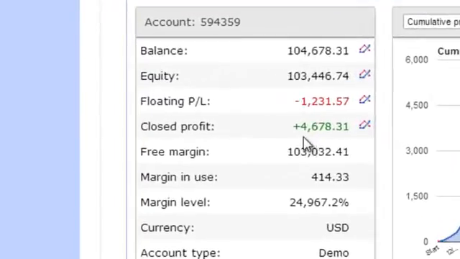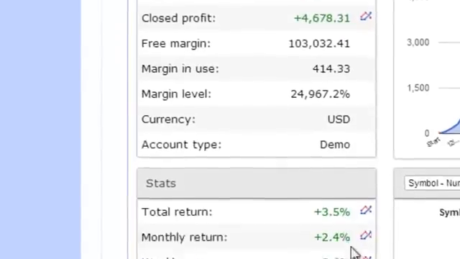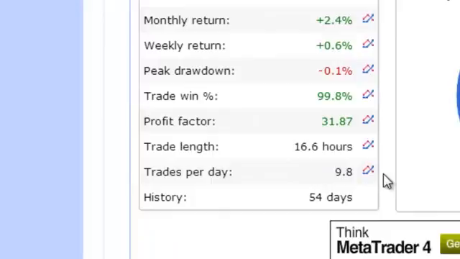We've closed $4,600 worth of trades, with a slightly higher floating balance of 1,200, so still a nice gain of over $3,400. Again, roughly 10 trades a day.